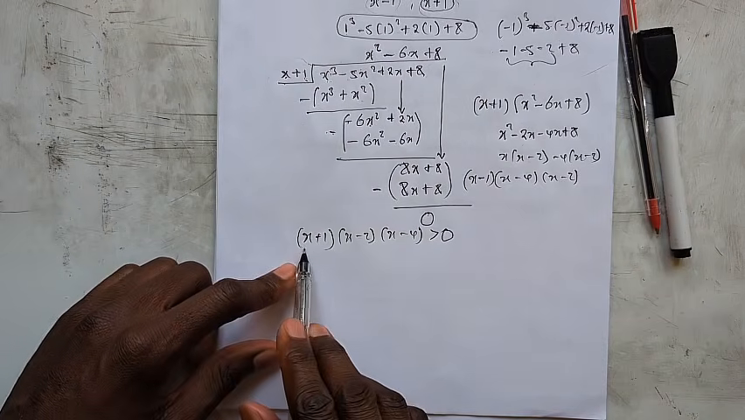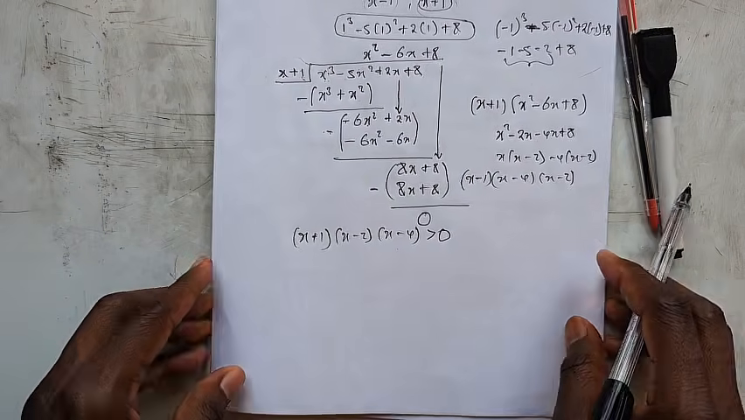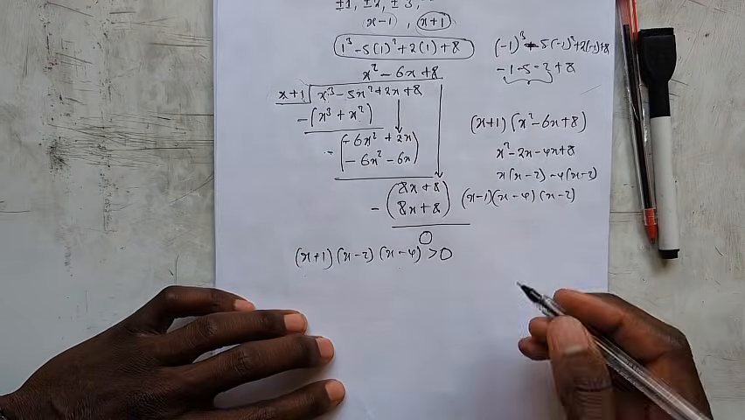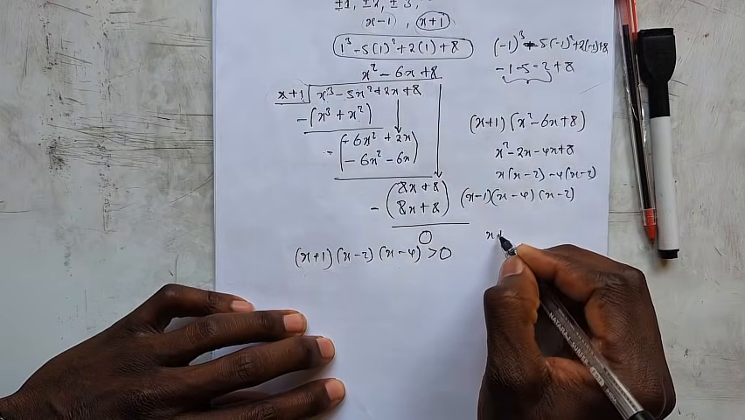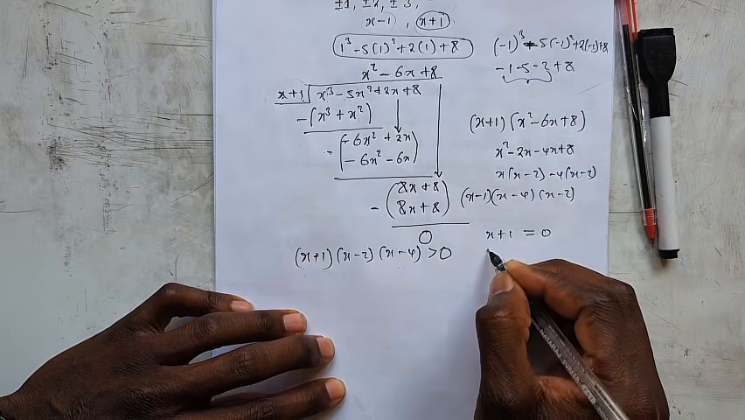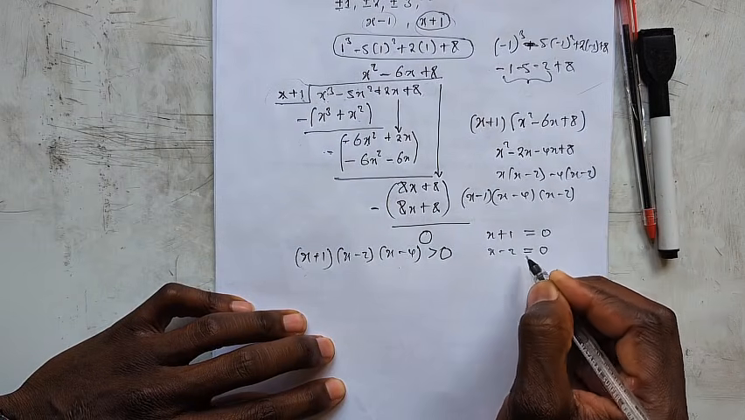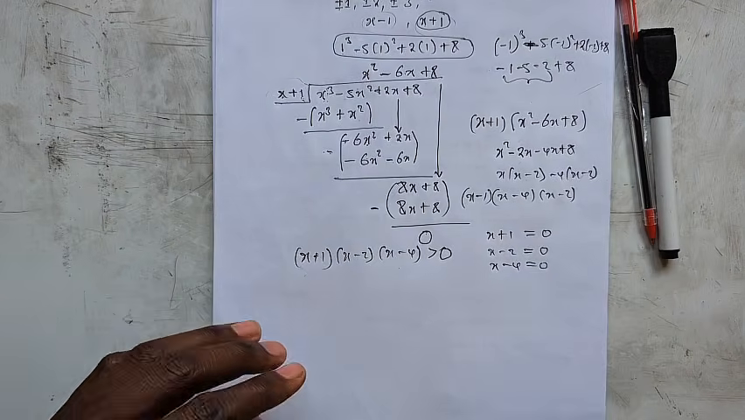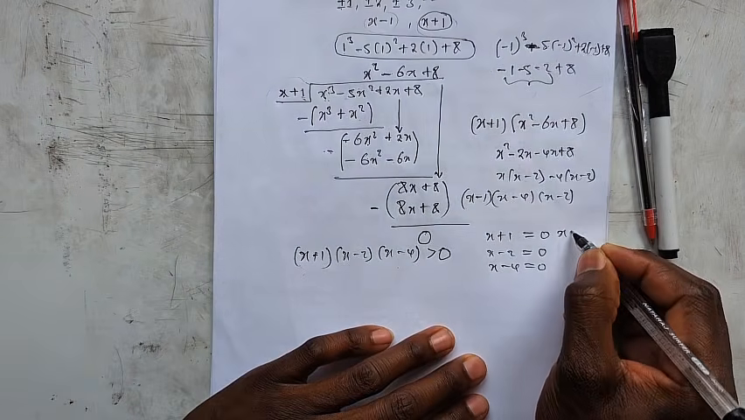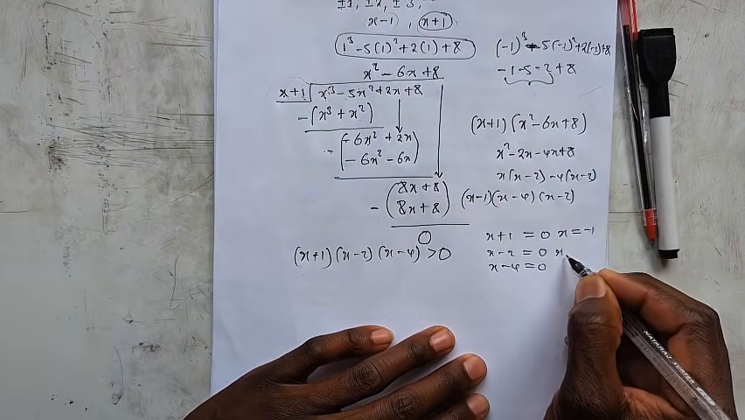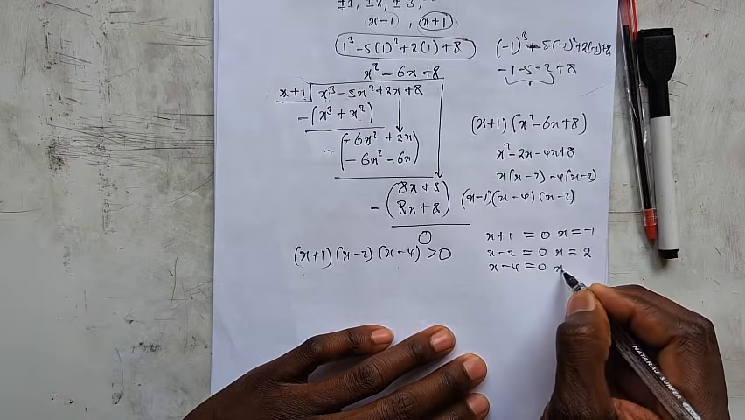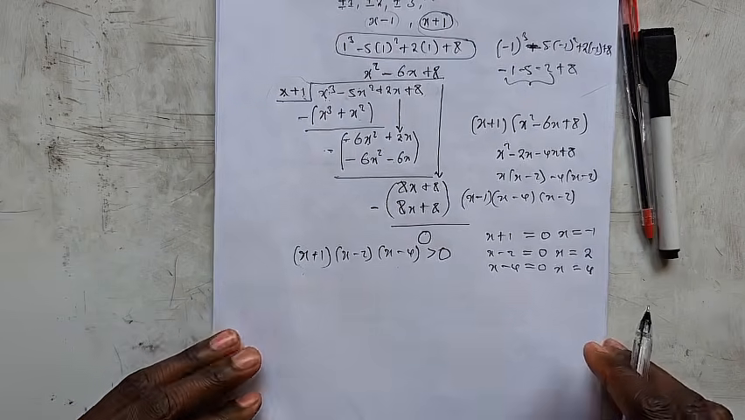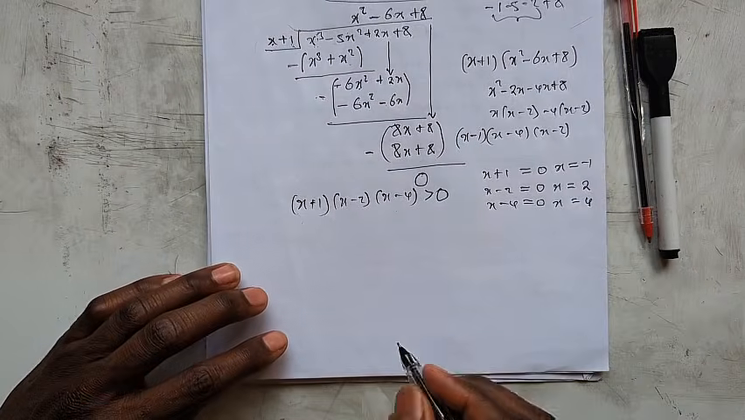You have to start by getting the so-called critical values in case you want to get the range of x. So we are going to have x plus 1 equal to 0, x minus 2 equal to 0, and x minus 4 equal to 0 in order to get the range of values. So this gives us negative 1, that gives us 2, this gives us 4 as the critical values. And we'll go direct into drawing a sign table.